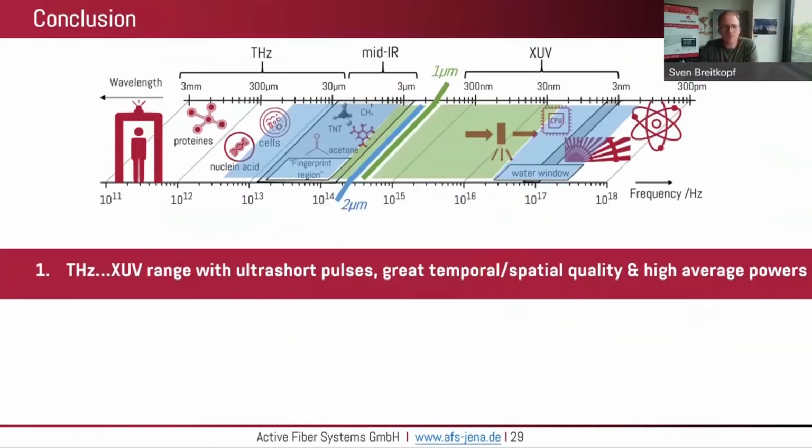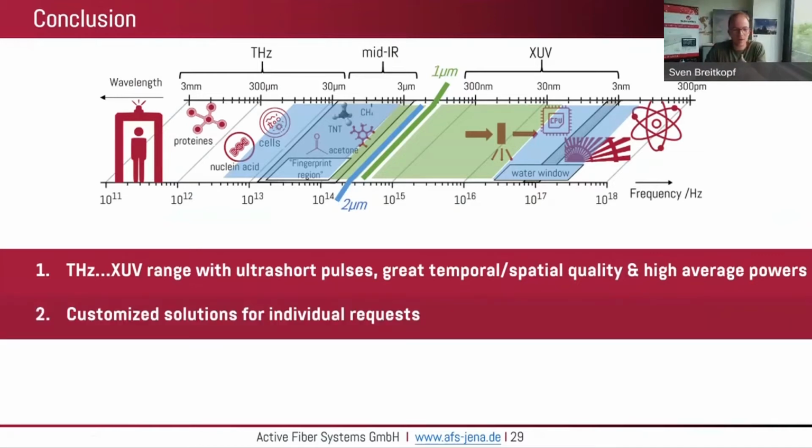Okay, to conclude, I wanted to show you that the electromagnetic spectrum obviously is huge, but you can access a large part of it using 1 micrometer or 2 micrometer high power lasers. And this is important because if you use them to convert the radiation to these different wavelengths, you maintain the great temporal and spatial quality, and you can get very high powers that you couldn't get otherwise as well.